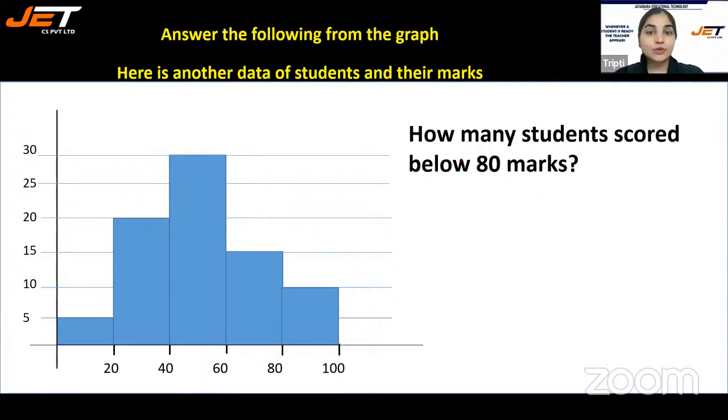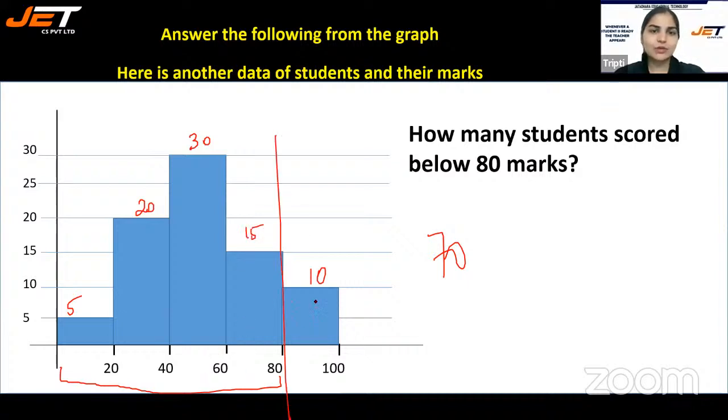How many students scored below 80? All these are for below 80. So what I can do is from the total, which is 80, I can subtract the 80 to 100 group. So from the total, I will subtract 10, that will be 70. Or you can add like this also. Your wish. Both ways are correct. From the total, subtract 10 or add these.